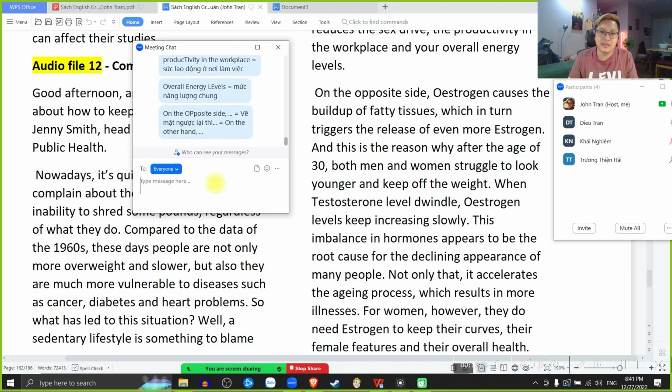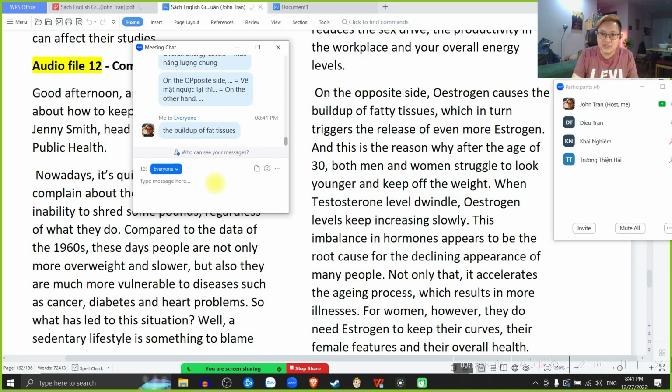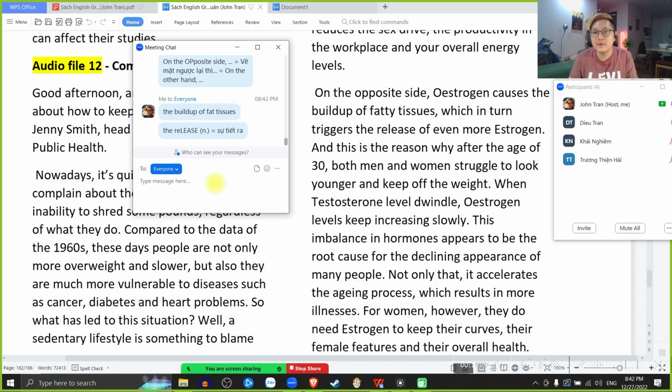Estrogen, the female sex hormone, causes the build up of fat tissues, which in turn triggers the release of even more estrogen. So estrogen causes fat build up, and that fat in turn triggers even more estrogen.